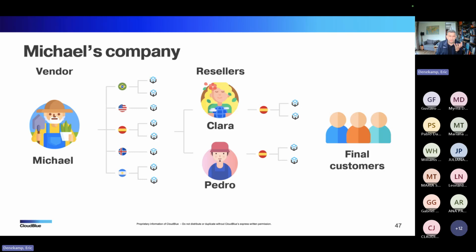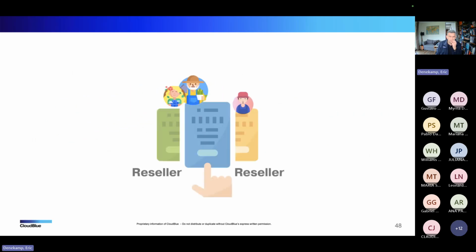And what do we have? We have Clara and Pedro. They're in Spain. They're Michael's resellers. They were doing pretty well, but felt like making a change. So they decided to transfer their subscriptions to Michael itself. So that would mean transferring all their information like orders, services, and users to Michael.